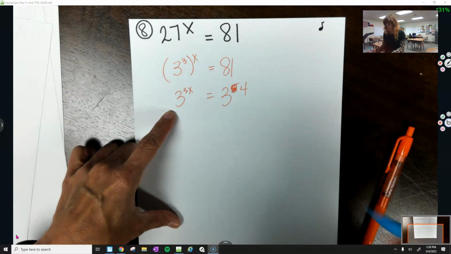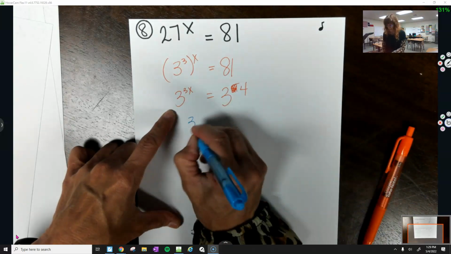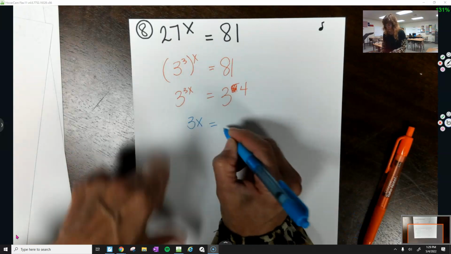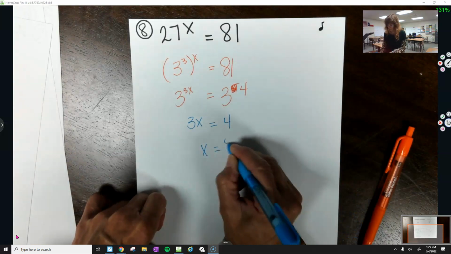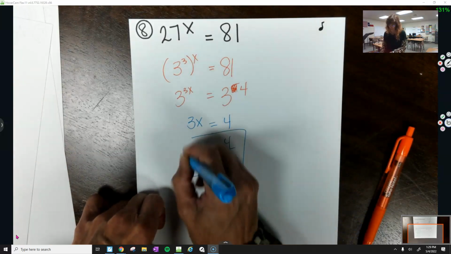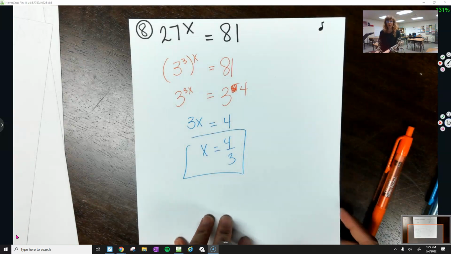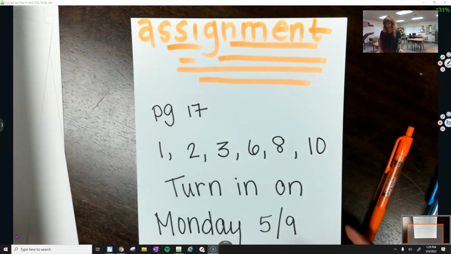All right, so this is now having the same base. This is just going to be 3x equals 4. Divide both sides by 3, y'all. X is just 4/3. And that's really it. That's all that the logarithmics are.